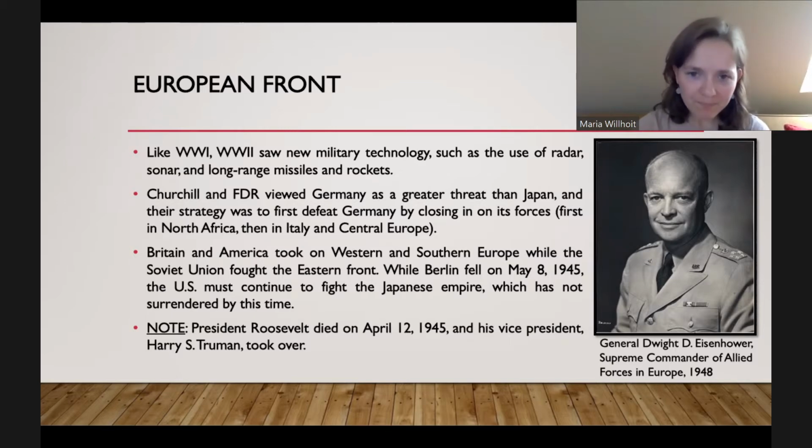And the thing about the European front, and I think even some Americans forget this, is that when Berlin fell on May 8th, 1945, European time, America still had to fight the Japanese. So this was still very difficult for us. The war was never over for us when the war in Europe ended.